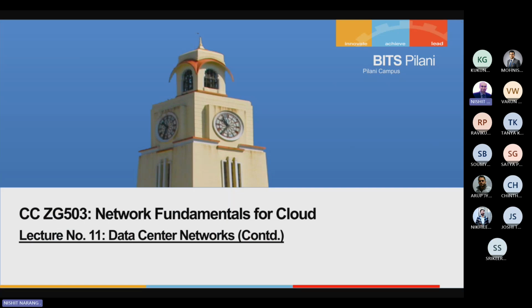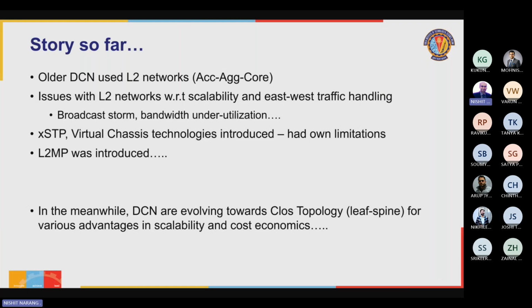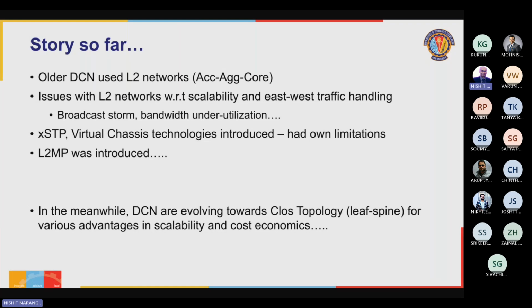Right. So we are on this topic of data center networks, and we'll continue with the discussion that we've had. What we've discussed so far, a quick recap of the story about the evolution of data center networks. We started by saying that the older data center networks were primarily using layer 2 networking techniques for connecting the server nodes to the rest of the data center network. And the topology followed in the data center network was the access aggregation core topology.